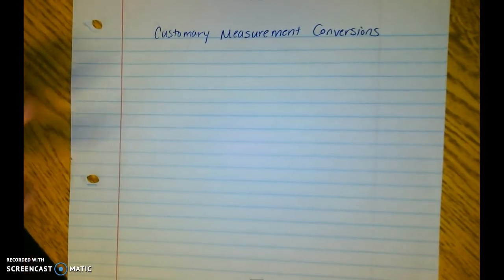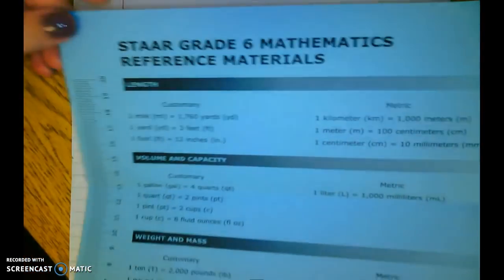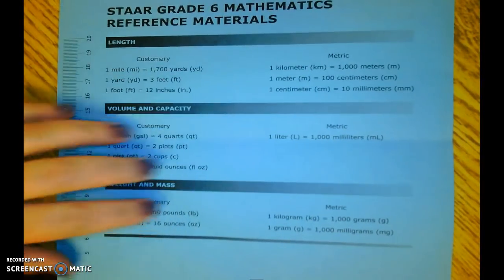Today we're going to be taking notes on customary measurement conversion. So this is the way we would convert in the customary system of measurement. You will need your journal to take notes on, and then you're also going to need your star chart. Okay, this should be glued into the back of your journal.